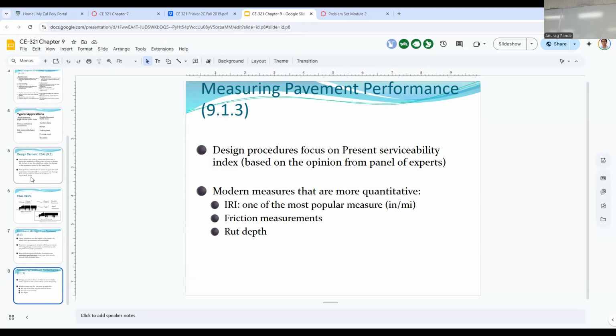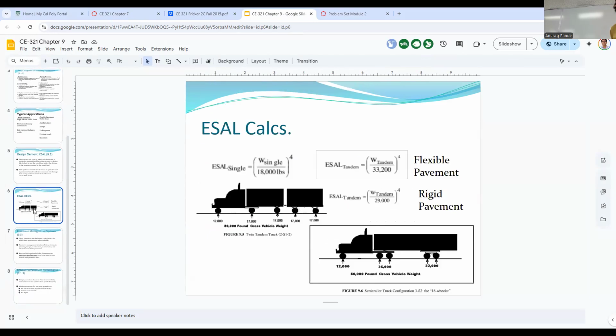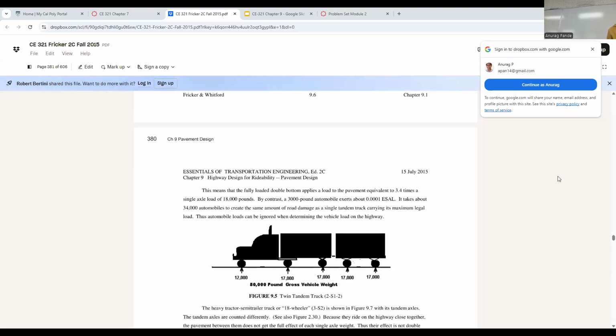Okay. So what I want to do next is look at some example problems, like the problem you are solving in the homework. Let's look at a few examples here. Let's say you have a truck like this that is shown in figure 9.5, and you want to calculate how much ESAL one truck like this would contribute.